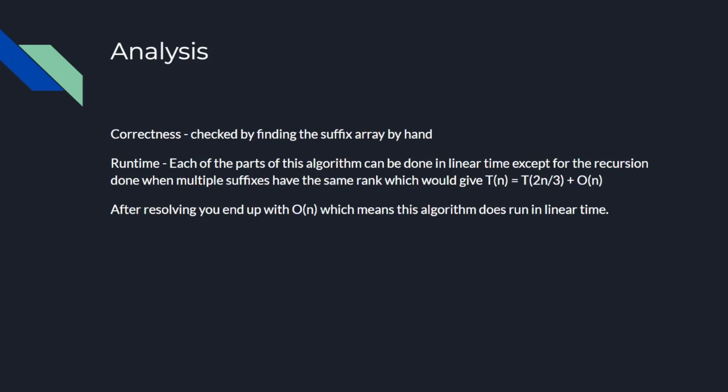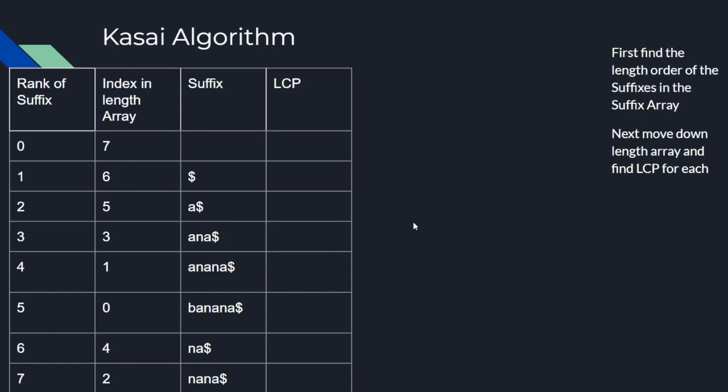Analysis of the algorithm. Correctness of this algorithm can be easily checked by doing the suffix array by hand, assuming the sample size is manageable. In the runtime of this algorithm, each part can be done in linear time except for the recursion done when multiple suffixes have the same rank, which would give T of n equals T of 2n over 3 plus big O of n. After resolving this, you end up with big O of n, which means this algorithm does indeed run in linear time. Now that we have the suffix array, we can start with the Kasai algorithm.